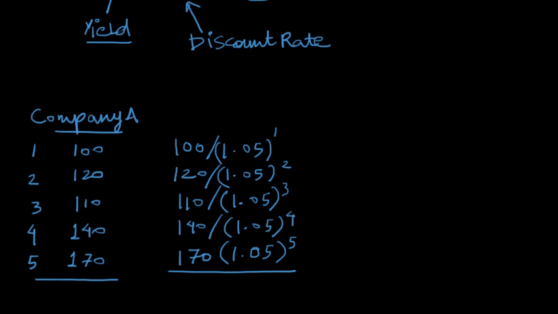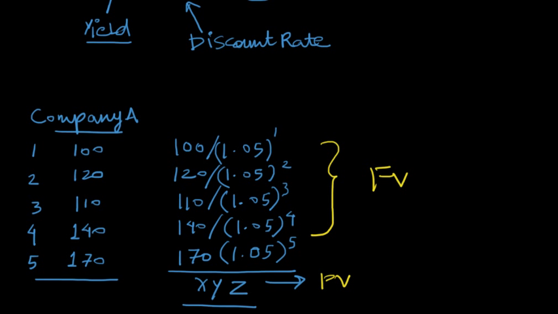When you calculate the value of these numbers, you arrive at say an XYZ figure, right? So this XYZ is the present value of the cash flows which the company is going to generate over the next 5 years. So this is the present value. These are all future values, but you are not worried about the future value. You want to know what is the current value.